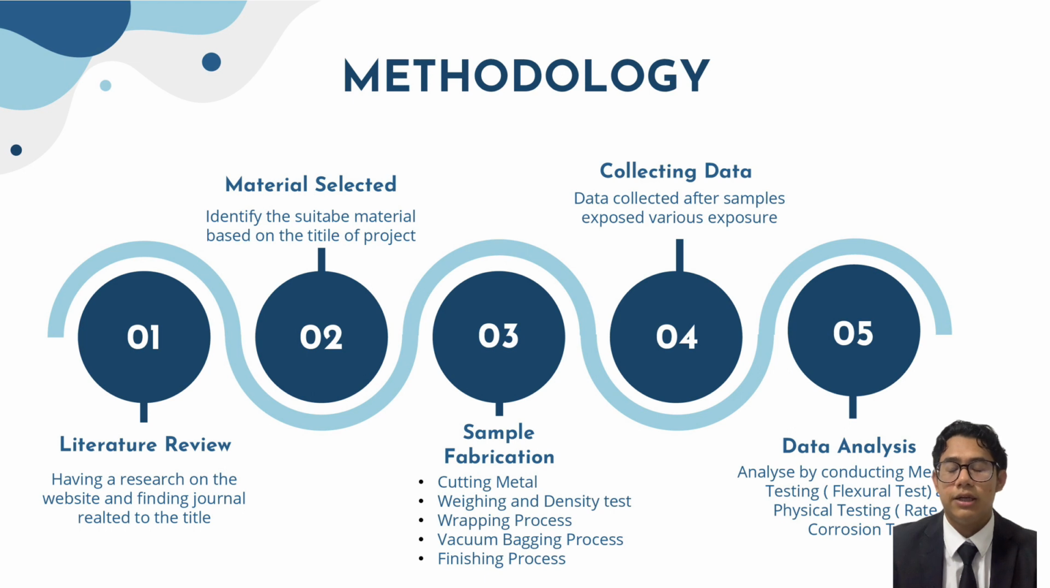Third is the sample fabrication, which involves the process of cutting metal, weight and density test, wrapping process, vacuum bagging process, and finally the finishing process. And the fourth step is collecting data, where the samples will be exposed to various conditions. And last but not least is the data analysis, where the data of the samples will undergo 2 types of testing, which are mechanical testing, the flexure test, and also the rate of corrosion test, which involves the potentiodynamic test.